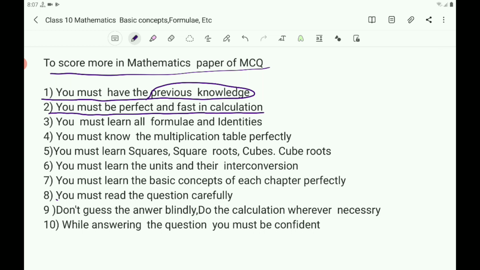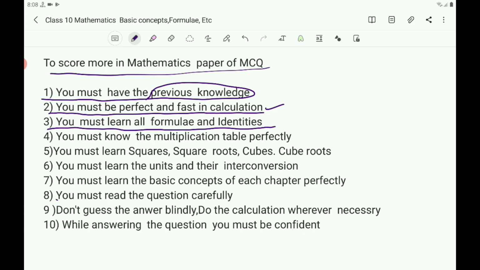In mathematics, sometimes we have to work and do the calculation to get the answer. You can't get the answer otherwise, so you must be perfect and fast in calculation. Then you must learn all formulae and identities. You know that questions are based on identities and formulae. There are a large number of formulae in mathematics.